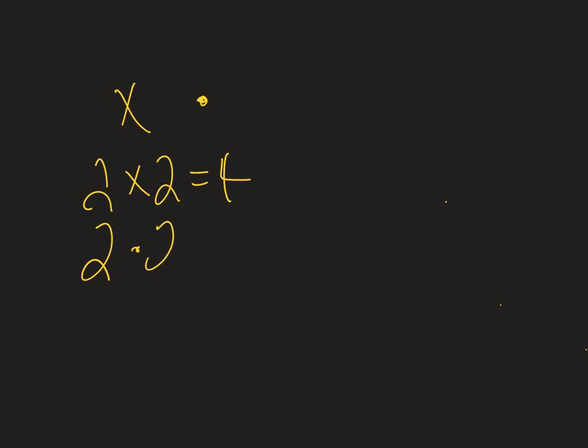Arithmetic expresses multiplication using the X symbol. You know that multiplication can be written with an X, a dot. How else? You can have 2 times 2, which is 4. 2 dot 2, which is, yes.